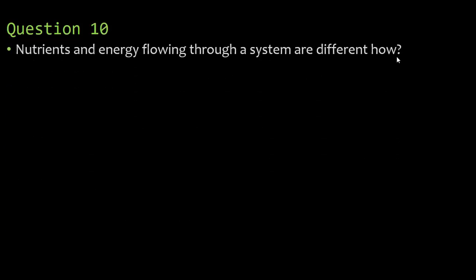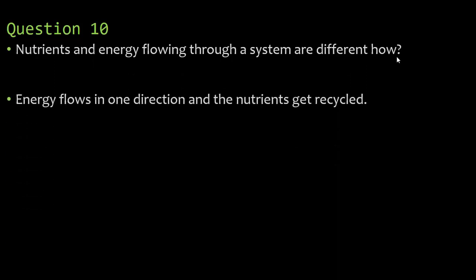Nutrients and energy flowing through a system are different. How? Okay, so energy flows in one direction. That goes up the food chain, and when you're going up each trophic level, there's only 10% available at the next level, which we'll talk about on the last question. Nutrients get recycled. They go in multiple directions because the nutrients that get passed out get recycled back down. So they go both up and down. So that's how it works.